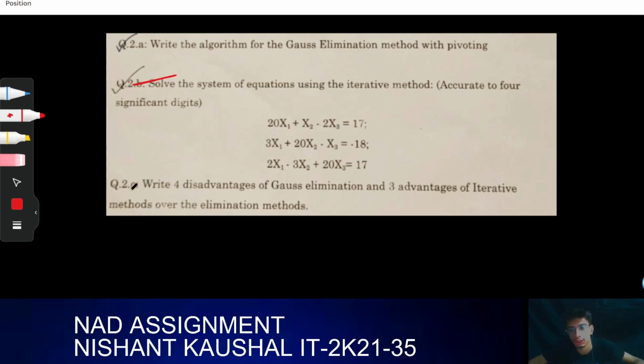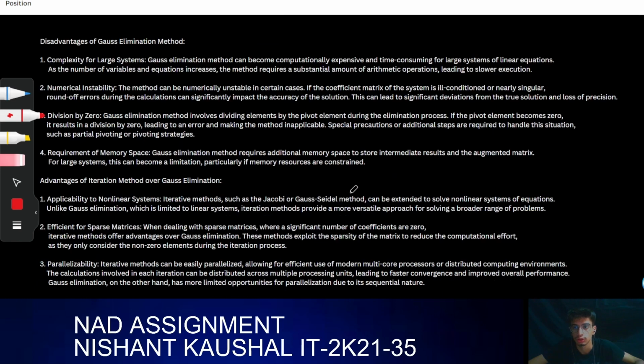Now let us solve the third part of our second question. Write 4 disadvantages of Gauss elimination and 3 advantages of iterative method over elimination method. So disadvantages of Gauss elimination method are, first, complexity for large systems. Gauss elimination method can become computationally expensive and time consuming for large systems of linear equations as the number of variables increases, and the method requires a substantial amount of arithmetic operations, leading to slower execution.